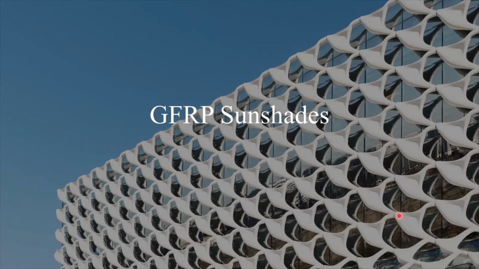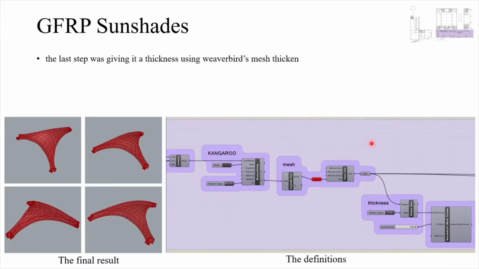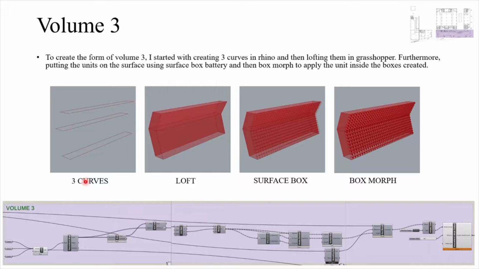Starting with GFRP sunshades, the project started with generating 1 unit of the sunshades using Kangaroo physics, starting with creating a polygon in Grasshopper, and then creating a mesh out of it, and then letting it become parametric using Boundary Solver. The last step was giving it a thickness using Weaverbird's Mesh Thicken, as you can see here the final result. Moving on to volume 3.